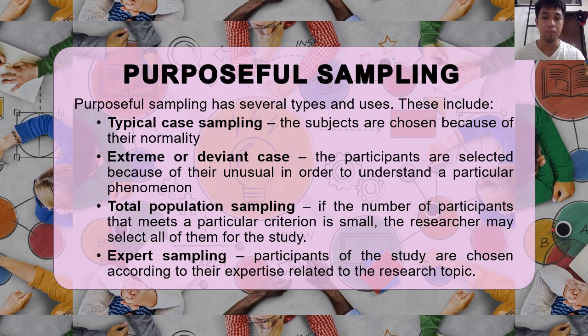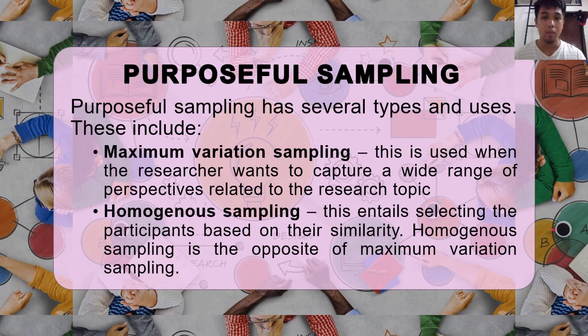Next, we have the maximum variation sampling and the homogeneous sampling. So the maximum variation sampling is a heterogeneous sampling, which covers a wide range of variations. While on the other hand, homogeneous sampling only covers or reduces variations.